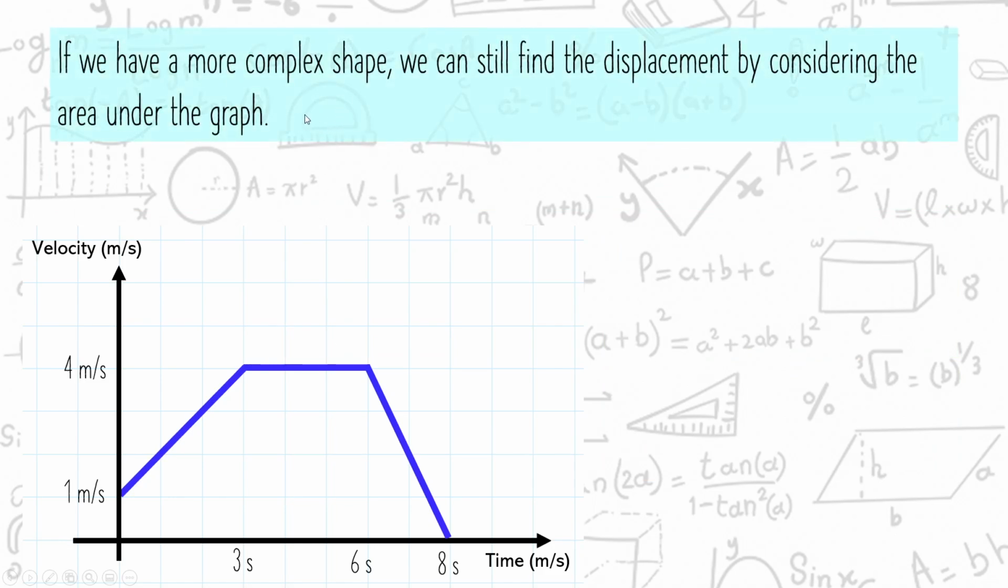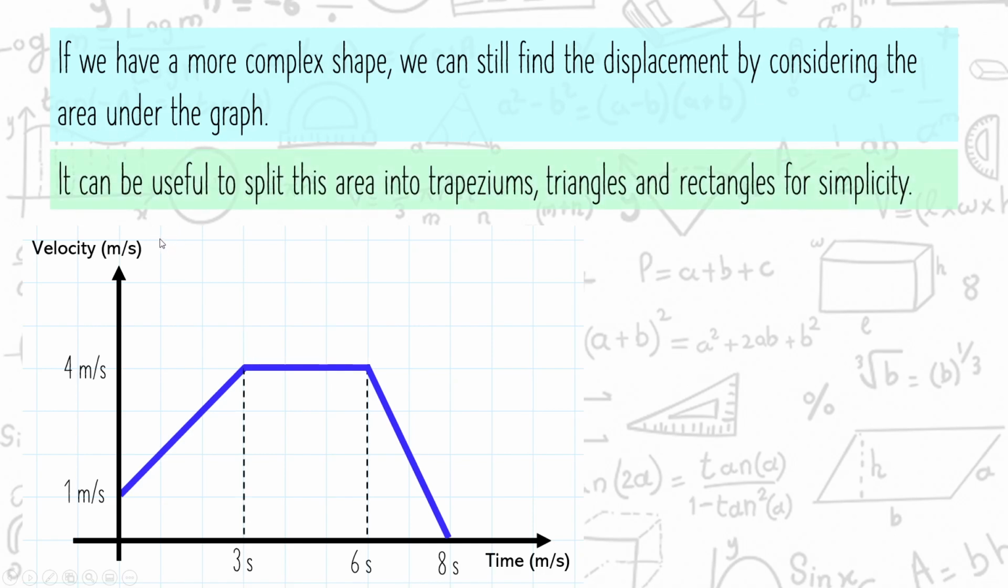So it turns out that if we have a more complex graph, we can still find the displacement by considering the area underneath it, but we might have to split our compound shape into things that we can manage, like trapeziums, triangles, or rectangles. In this instance, we can split it up into one of each. Again, if you want to pause the video and have a try yourself, see what you get out for the displacement, and unpause it whenever you're ready.